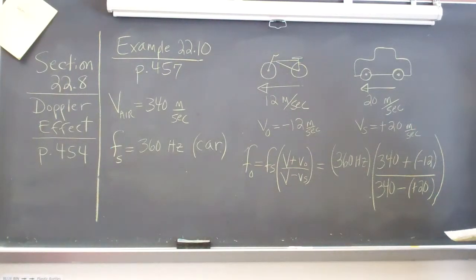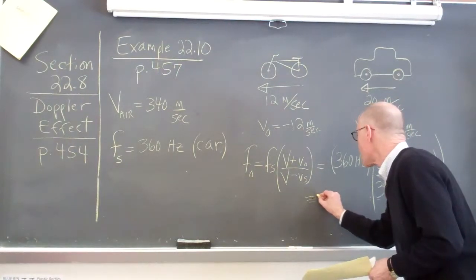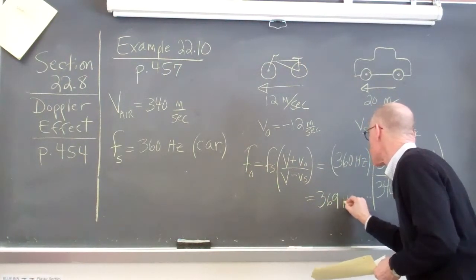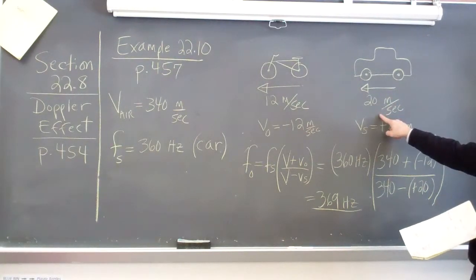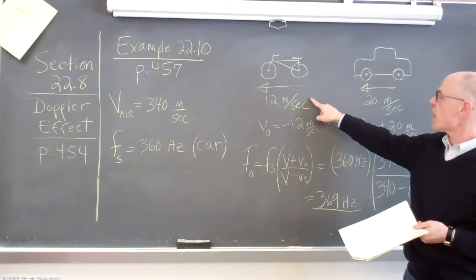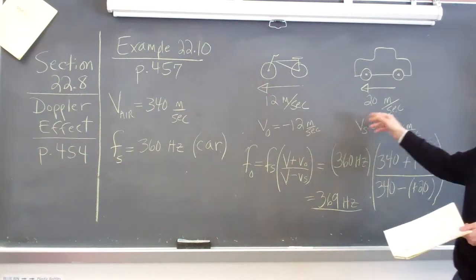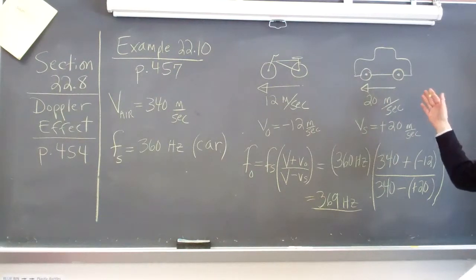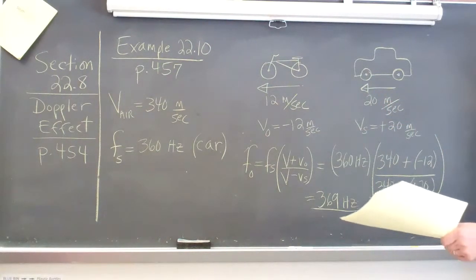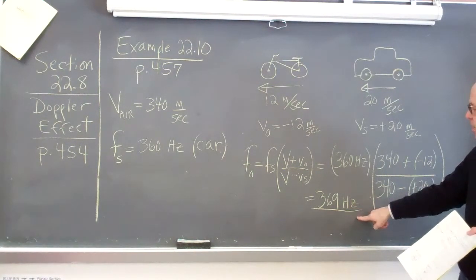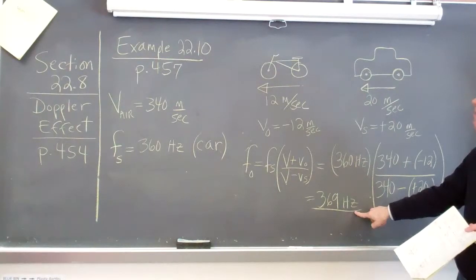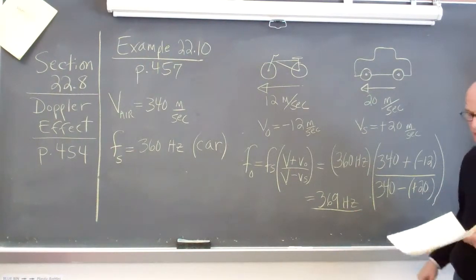So if you do the math, then it turns out to be 369 hertz is the frequency heard by the observer. Now, does that make sense? So the car is approaching the bicycle at 20 meters per second. The bicycle is moving away at only 12 meters per second. So the sum of that is that the bicycle and the car really are moving closer together, which means that a higher frequency heard than the source does make sense in this case.